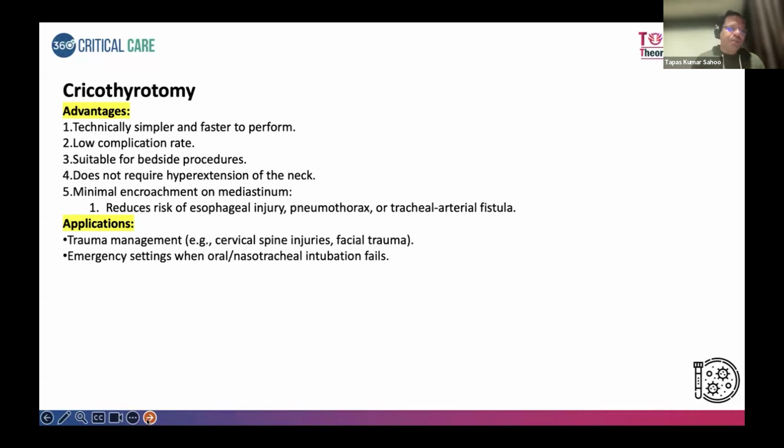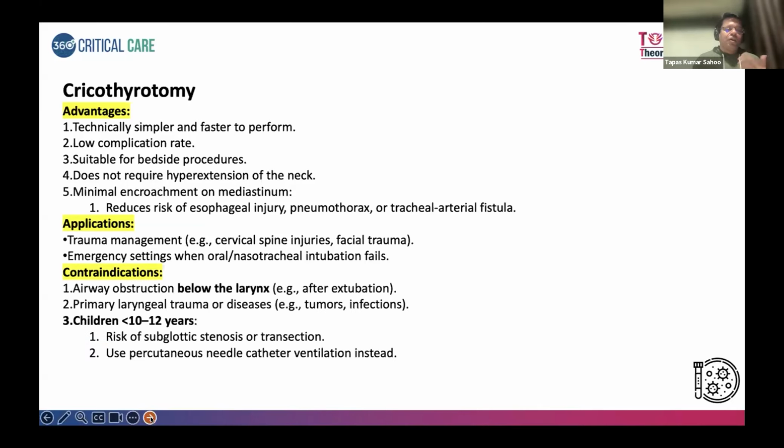Application would be in trauma management, cervical spine injury, where you don't have the expertise, as well as where the patient is not allowing you to extend the neck to do the tracheostomy. Emergency settings, when you are unable to go for oral or nasotracheal intubation and you do not have the expertise to go for tracheostomy.